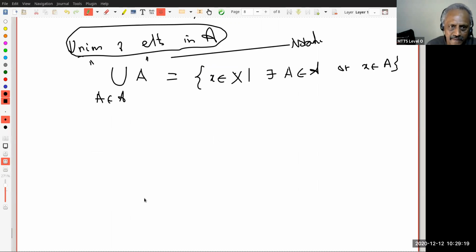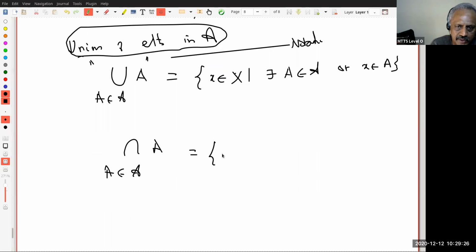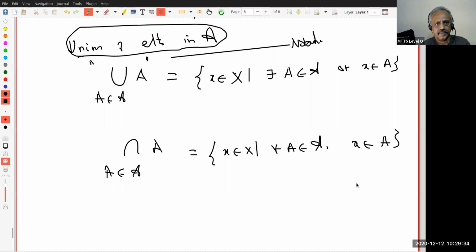Do you understand? And similarly, the intersection over A in script A. See, the only thing is it may not be indexed. That's why I have to say x belongs to X so that for every subset A in script A, x must be an element of A. Okay. Because you will see in topology and analysis, you will have to work with this kind of thing, which is not necessarily an indexed family. But still we can talk about it.